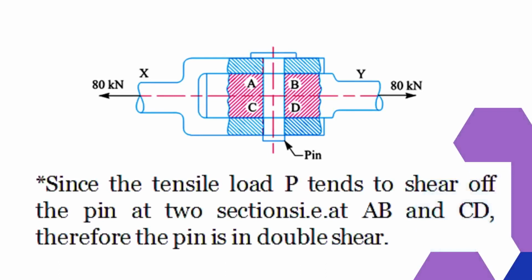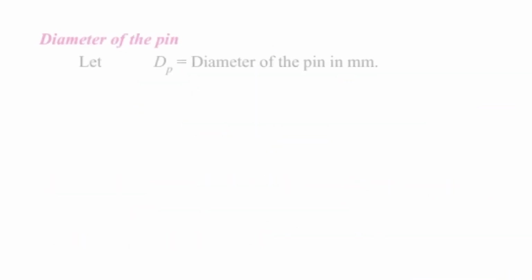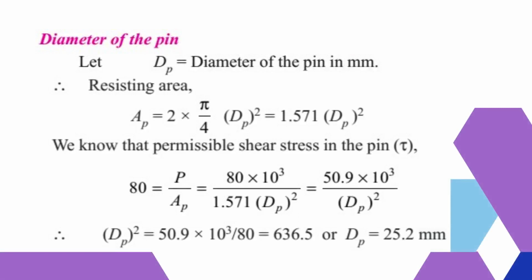To get the value of the second unknown, the diameter of the pin, here we are supposed to observe that the tensile load P tends to shear off the pin at two sections, that is at section AB and CD. It indicates the pin is under double shear. So we are supposed to frame the equation. Diameter of the pin is d suffix P. Here the resisting area A suffix P is 2 into, so double the area is required because double shear is there. Therefore A suffix P is equal to 2 into pi by 4 dp square. On simplification we get 1.571 dp square.